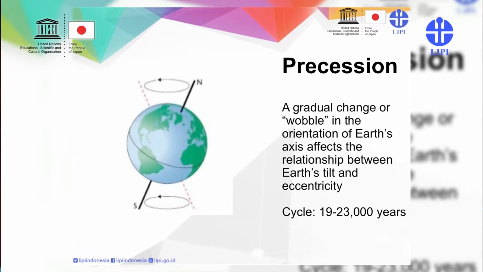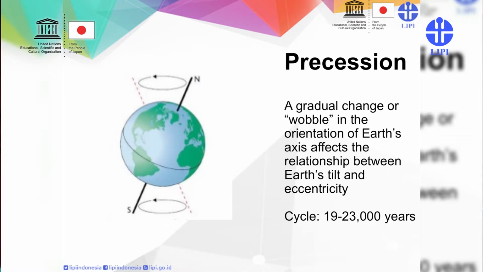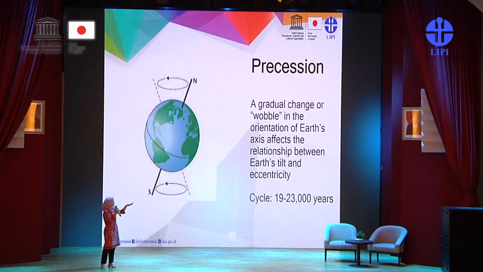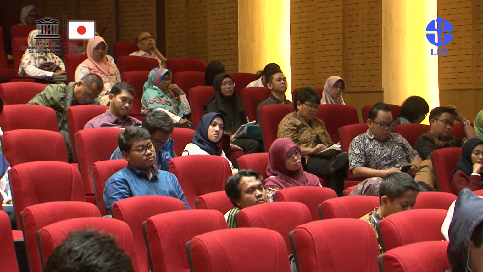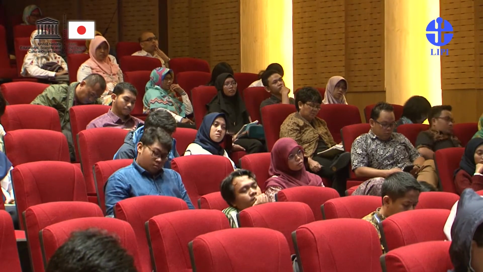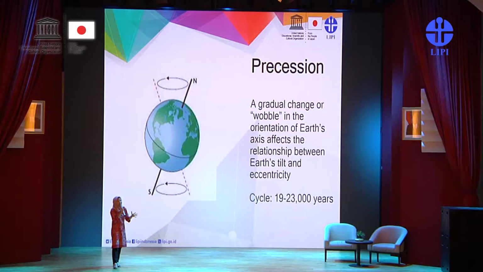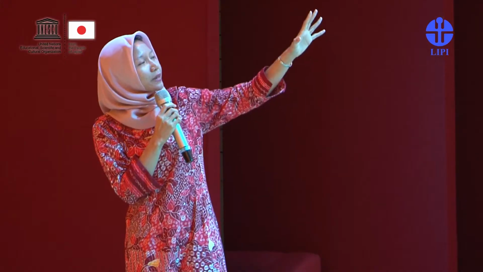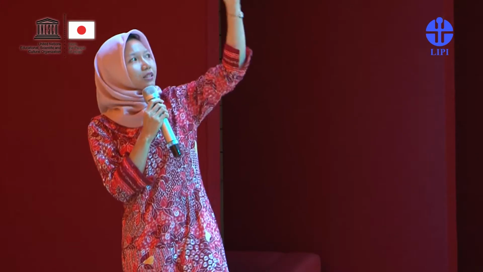All right, next. The third and the last part of the Milankovitch cycle is precession. So our Earth wobbles, it's not really stable, and this affects the tilt and eccentricity and how much solar radiation we receive. And the cycle is 19 to 23,000 years. So the beats of our climate are not just the rainy and the dry season, it's something that happens beyond a lifetime.